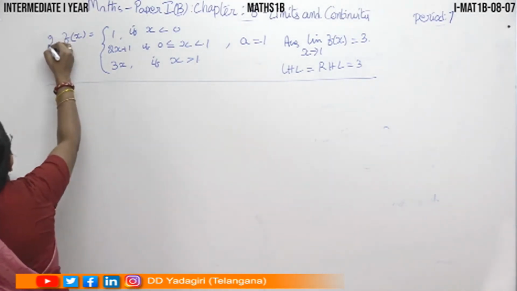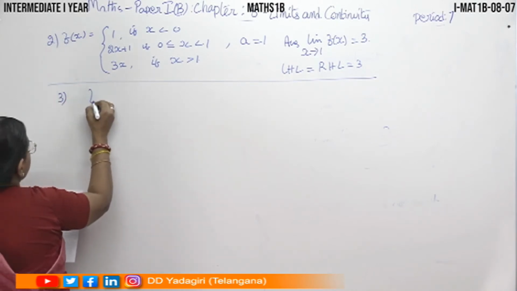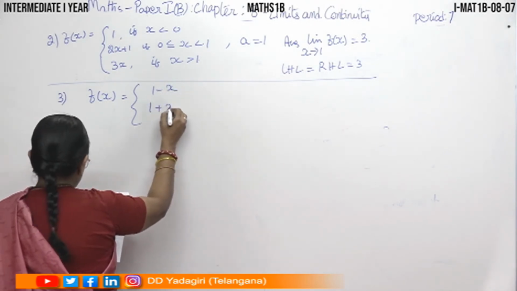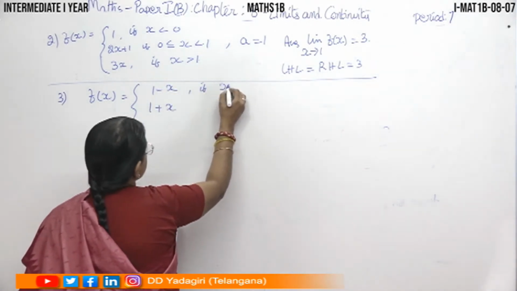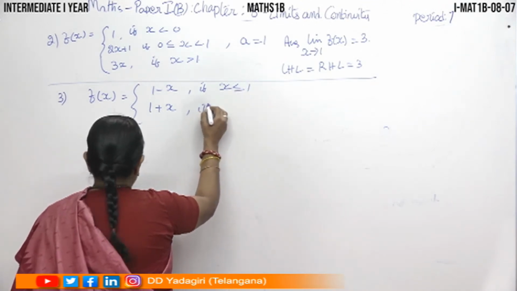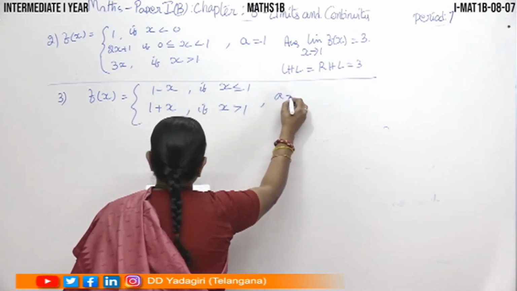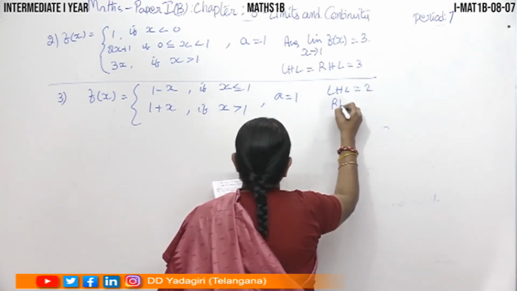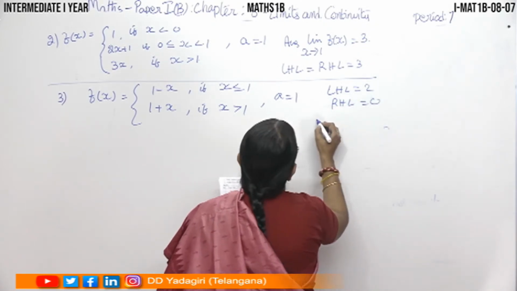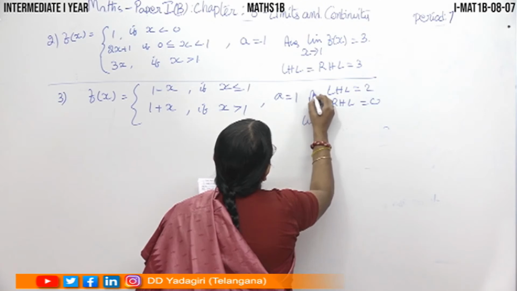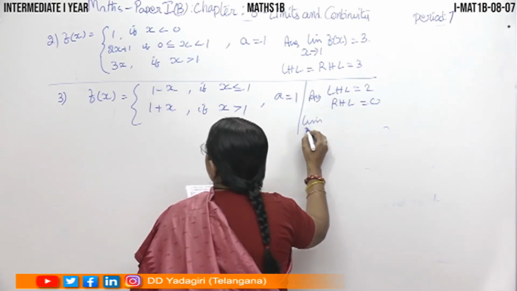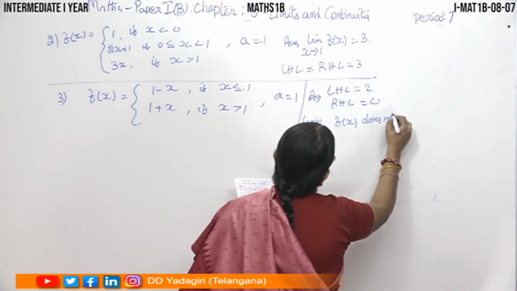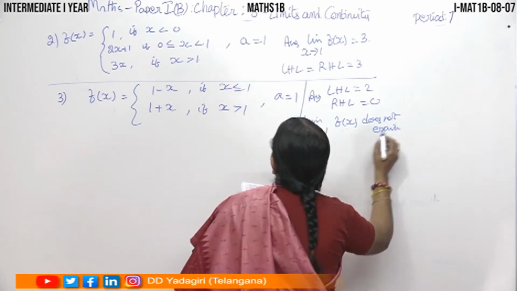You can try all these problems. Second one, next third one also you can try. f of x is equal to 1 minus x if x is less than or equal to 1, and 1 plus x if x is greater than 1, a is equal to 1. The answer is: left hand limit is 2, right hand limit is 0. So the limit as x tends to 1 of f of x does not exist. That is the answer.